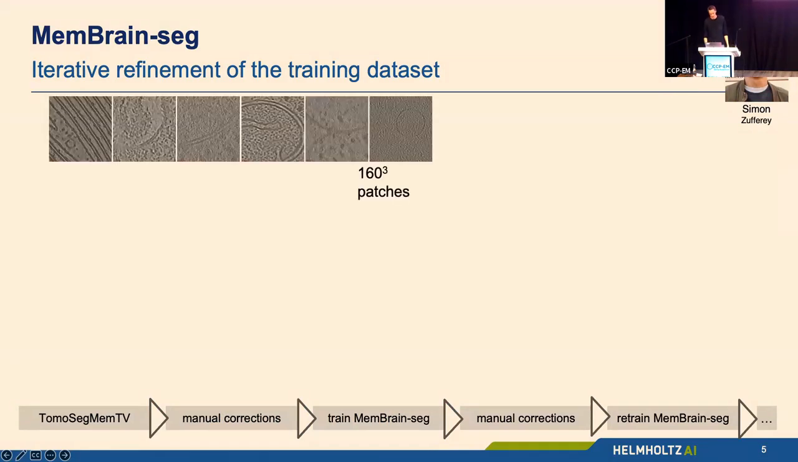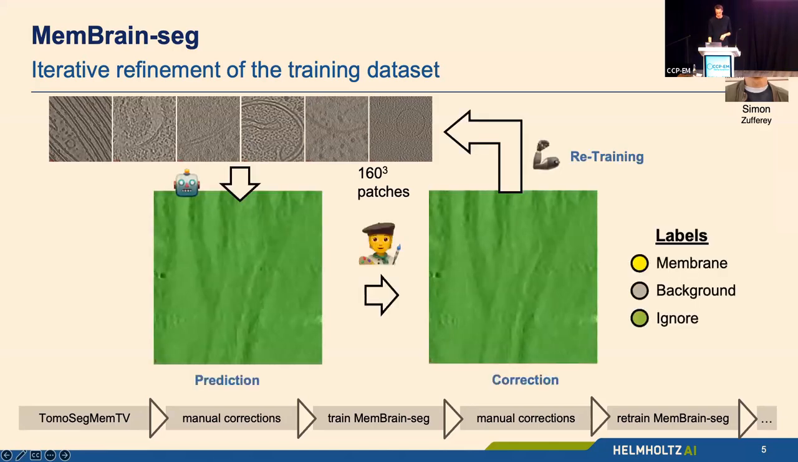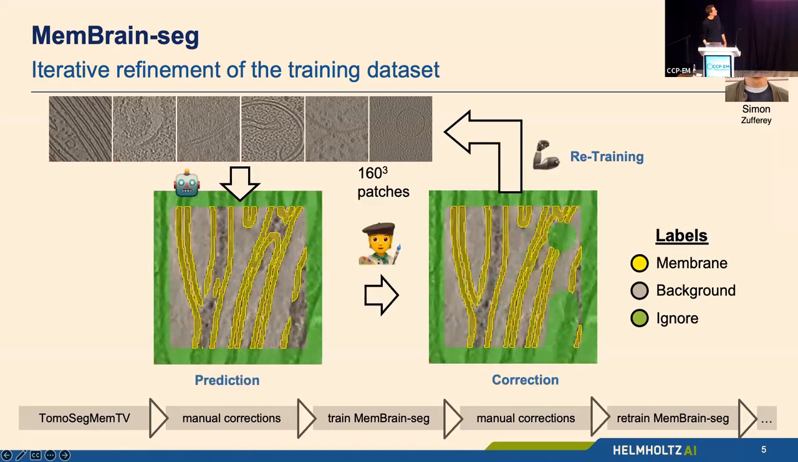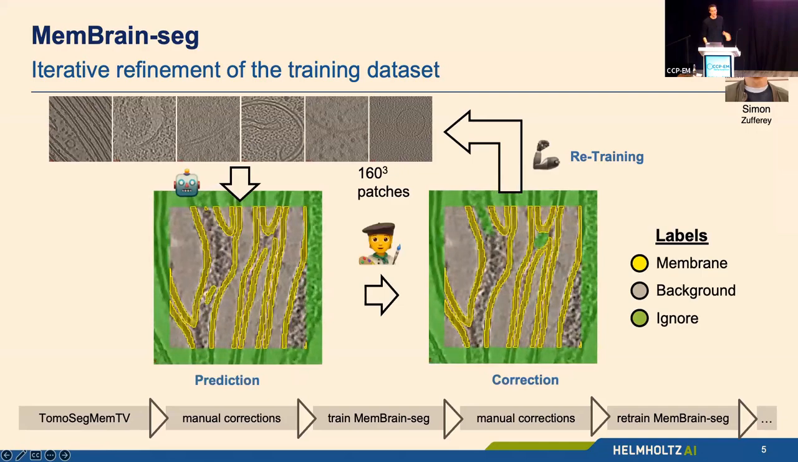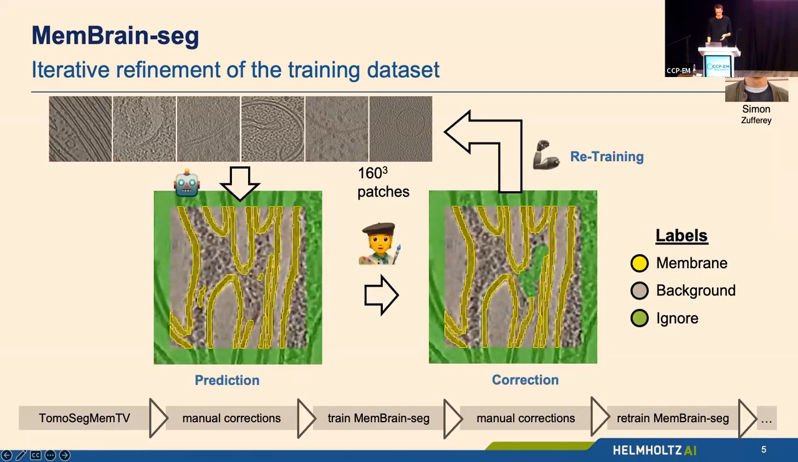And one thing I want to mention here is that we just focused on small patches. So we just extracted these patches of size 160. The reason being that I think you cannot really correct a whole tomogram and make sure that all the annotations are correct there. But for these small patches, we really try to make sure that each voxel is assigned to the correct class. So this looked something like that. On the left side, you can see a prediction of some iteration of MemBrain-seg. And on the right side, you can see our correction that we then also use for our training data.